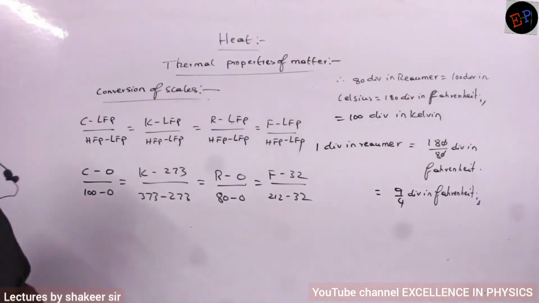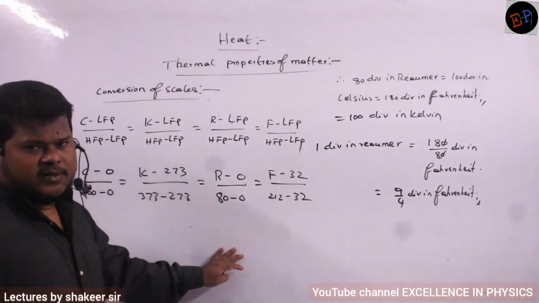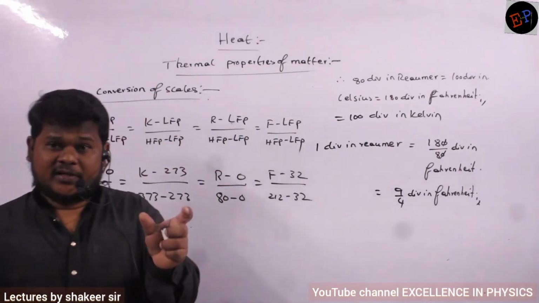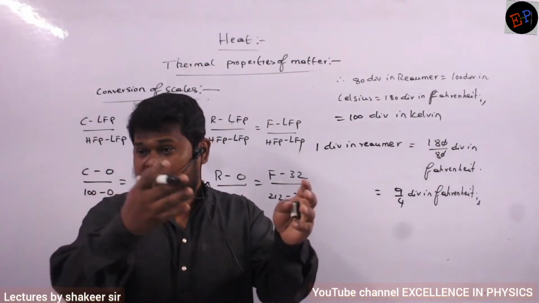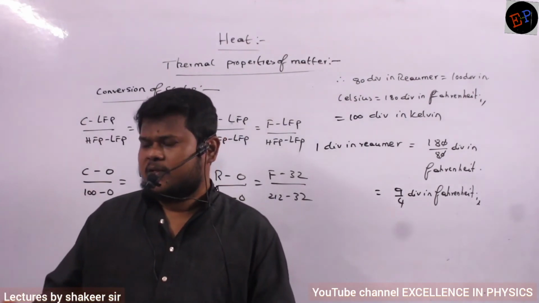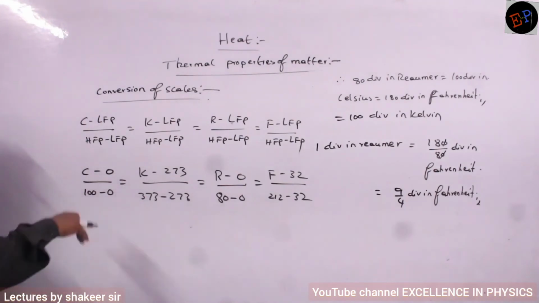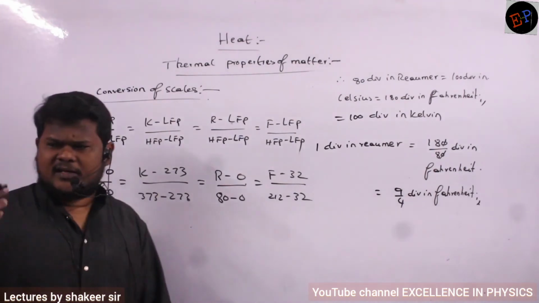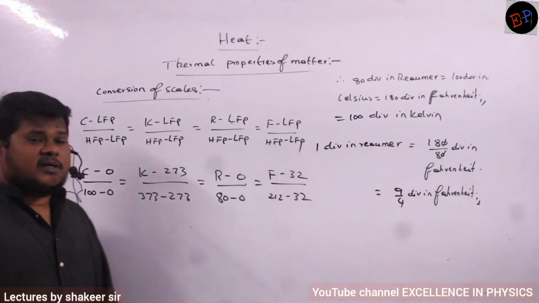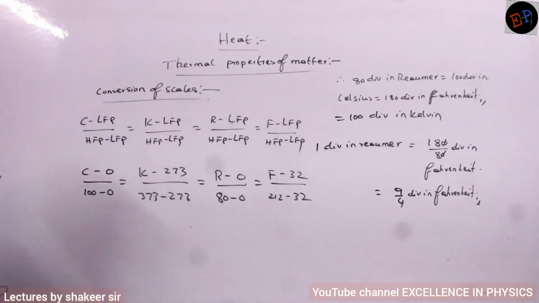Not only these 4 scales, if he gives any scale, sometimes he will give hypothetical scales. It means he will fix some lower fixed point and higher fixed point, and according to that you have to do the calculation. Whatever it may be, this formula will always be useful. Any scale you can write down. If you want to invent another scale, then also you can write it in the same format. Now let us simplify this one.